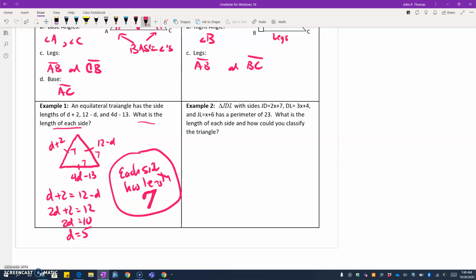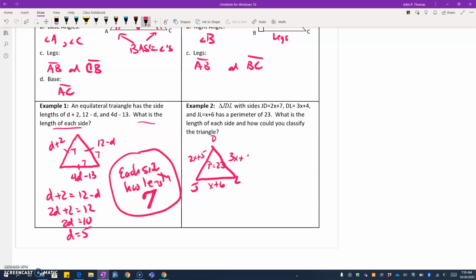All right, and then the final example here in the notes, we've got triangle JDL, so I'm going to draw that. So JDL, with sides JD is 2x plus 5. So I'm going to go ahead and label JD 2x plus 5. DL, 3x plus 4. And JL, x plus 6, has a perimeter P equal to 23. All right, what is the length of each side?